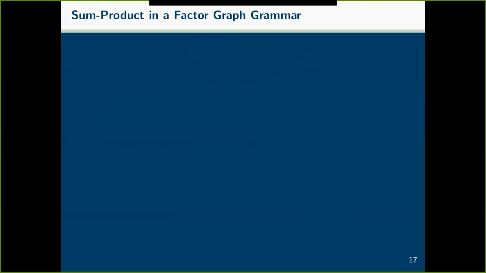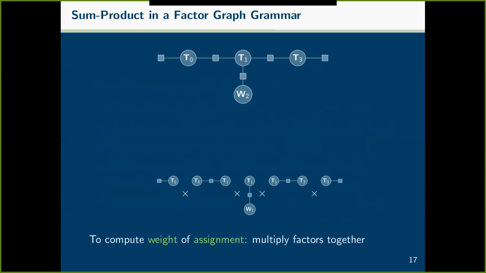So now suppose that you want to do the same thing for a factor graph grammar. Suppose that you have some graph generated by your grammar, and you want to know the weight of some particular assignment to this graph. Well, you just multiply the factors together once again, and that gives you the weight. And if you want to turn it into a probability, then yet again, you just multiply in the normalizing constant 1 over Z. So then the real question is, how do you compute Z, the normalizing constant or sum-product, for the whole factor graph grammar?